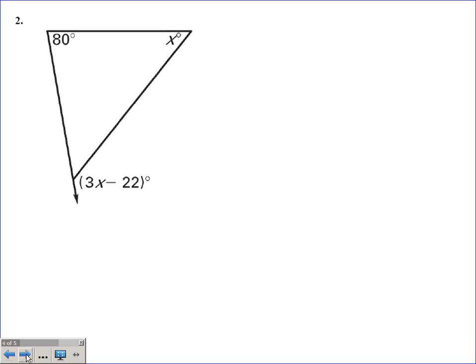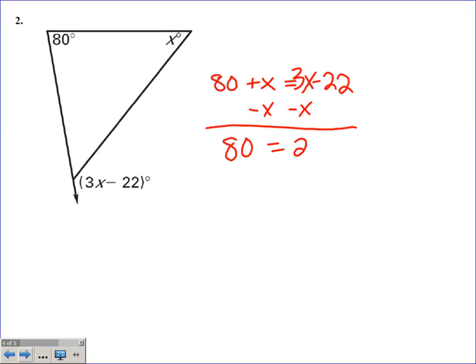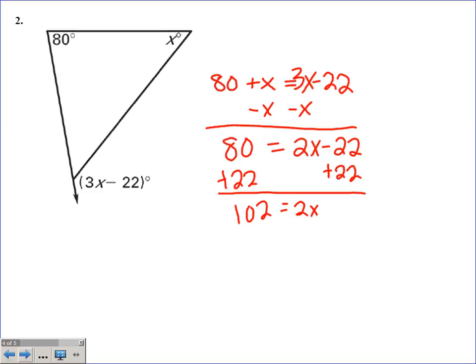Next one. How do you set it up? Excellent. 80 plus x equals the exterior angle, which is 3x minus 22. Okay. How do you solve for x? Subtract x from both sides. I agree with that. 80 equals 2x minus 22. Then what? Add 22 to both sides. 102 equals 2x. Then what? Divide both sides by 2.